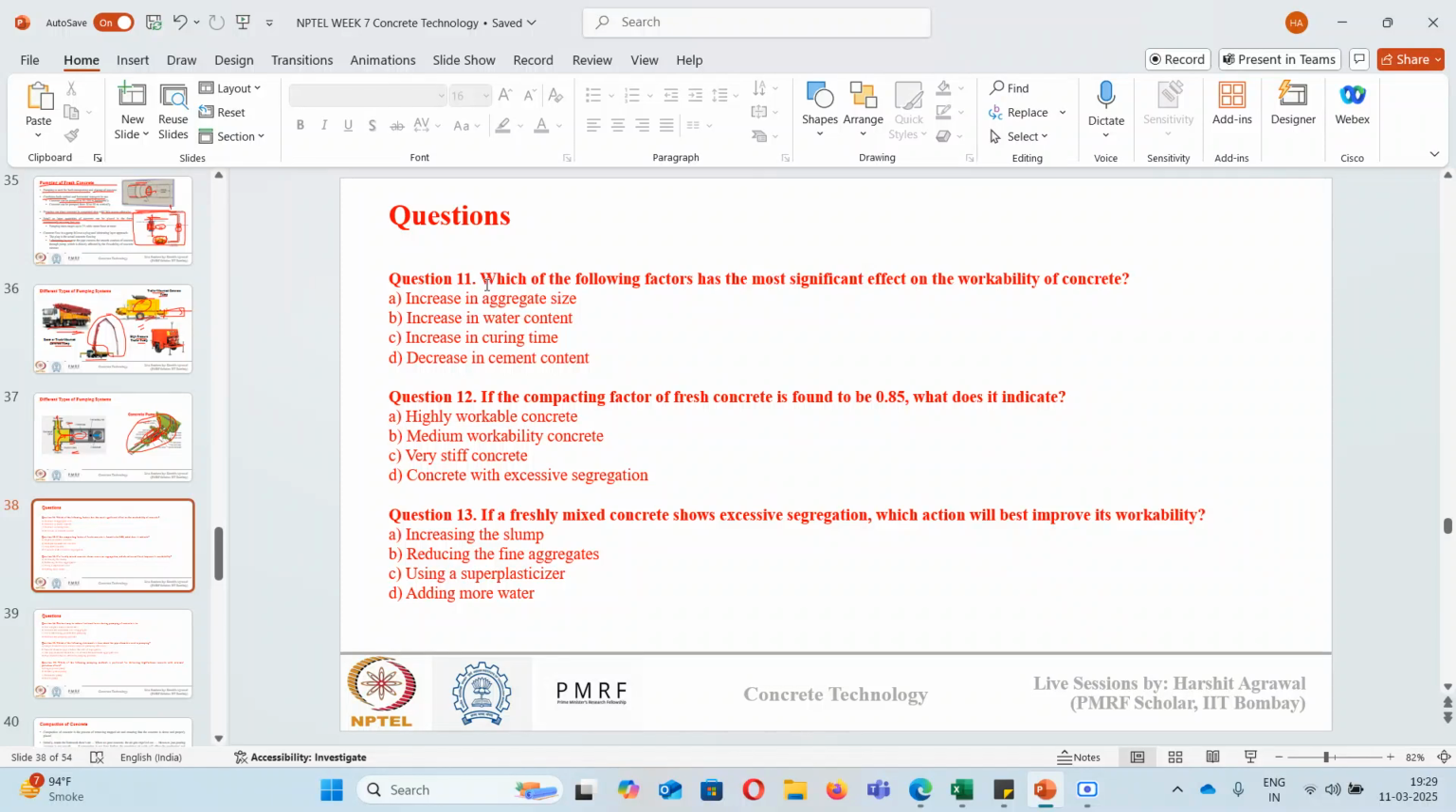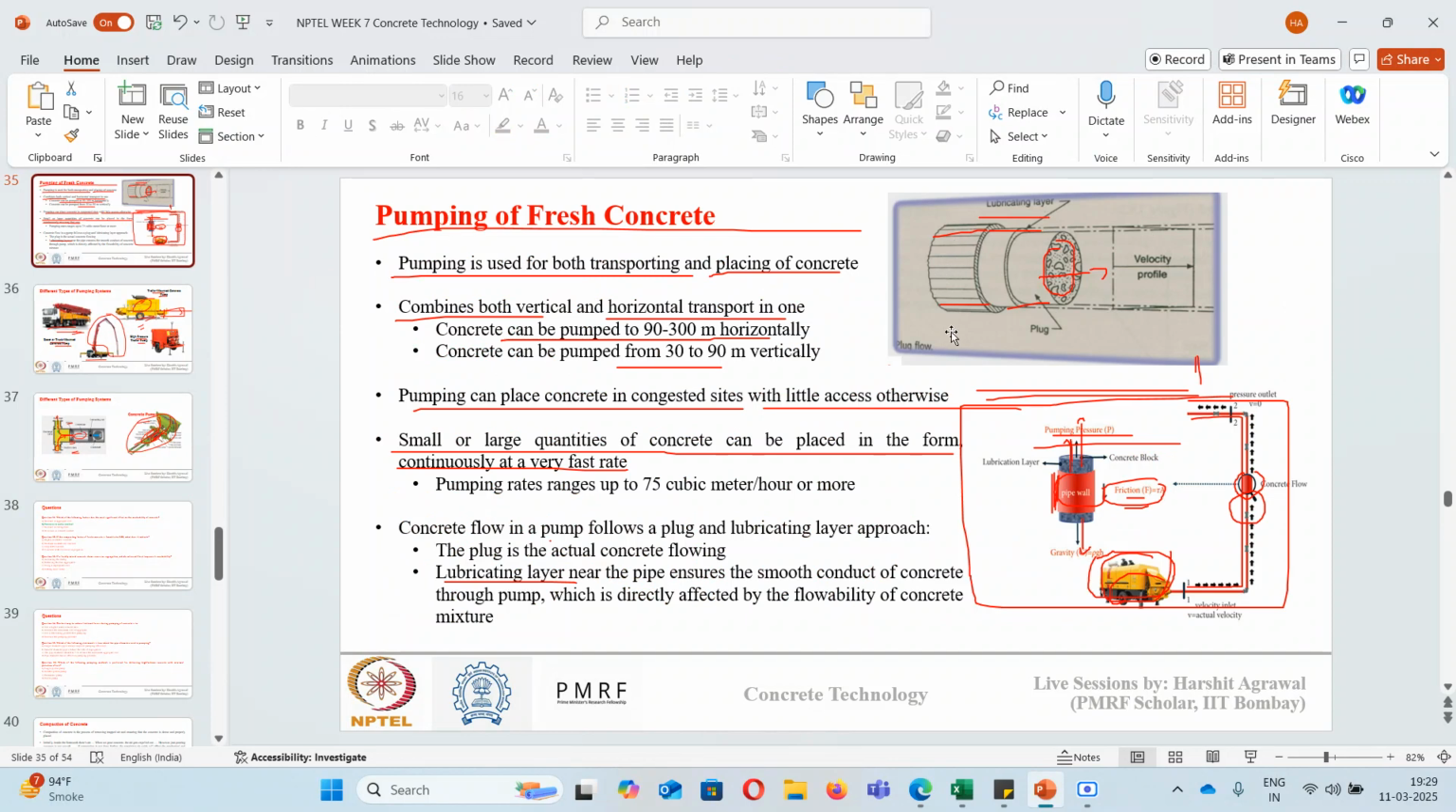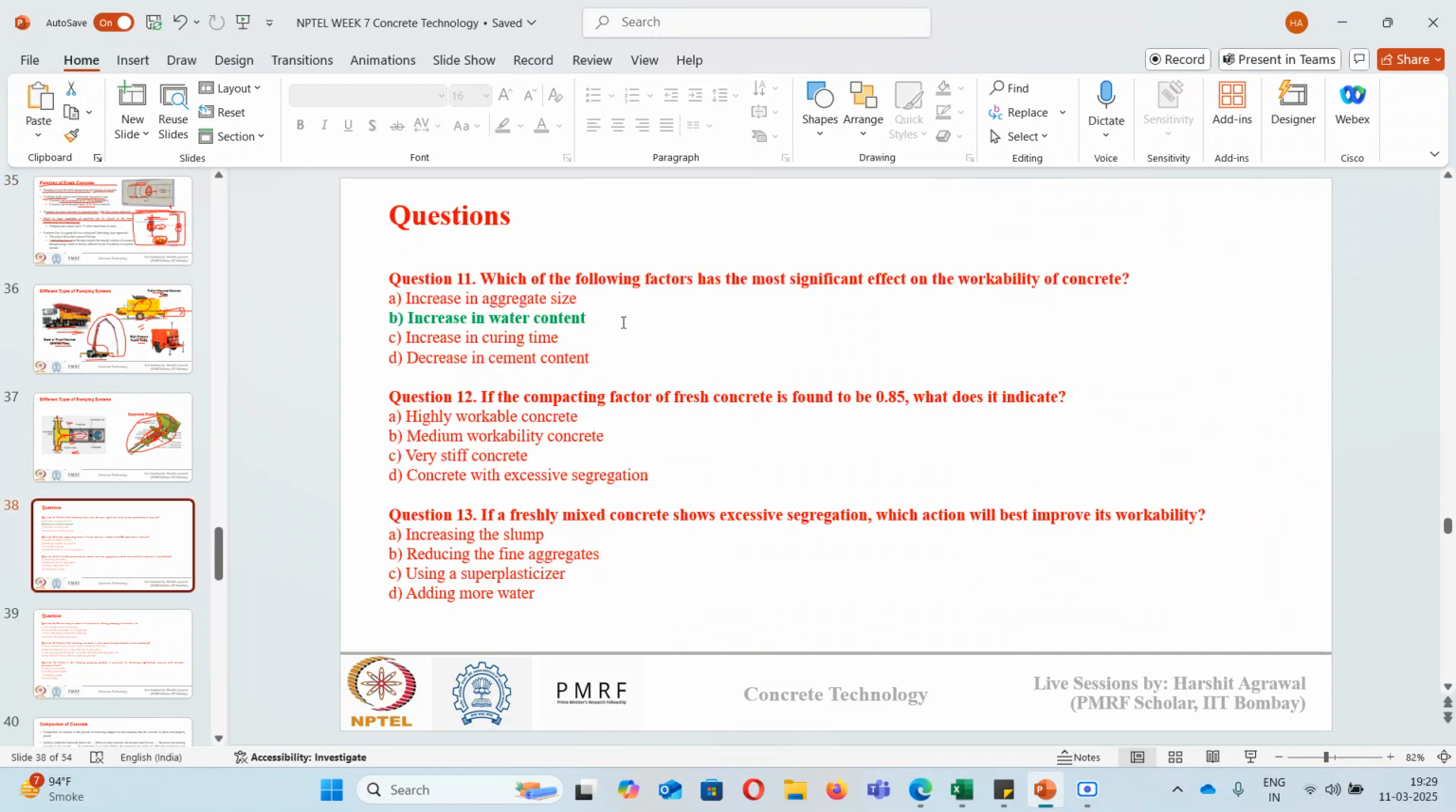For question number 11, the correct answer is B. Yes, you're right. More water improves the workability by reducing friction, making placement of concrete easier and compact. When I have more water content, my lubricating layer will be more, it will be better. So it will allow smooth conduct of concrete also. So in that way also you can see.